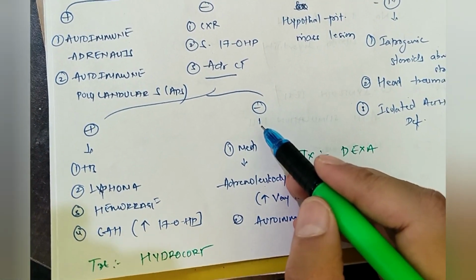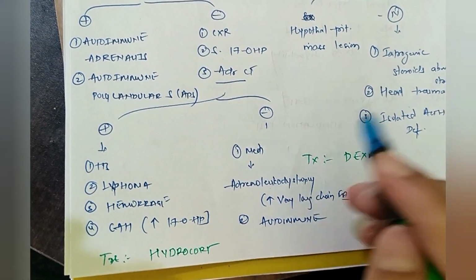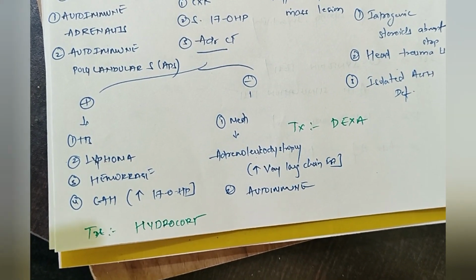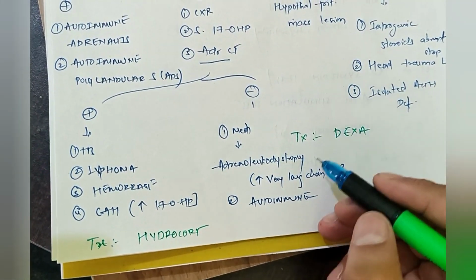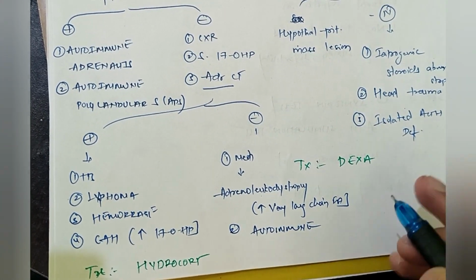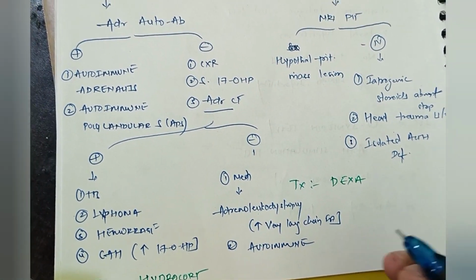And if all these tests are negative, we are ruling out all the causes. Then if the patient is a man, we have to suspect adrenoleukodystrophy, in which there will be increased very long chain fatty acids in the serum of the patient. And if this is negative, then we again suspect autoimmune only.